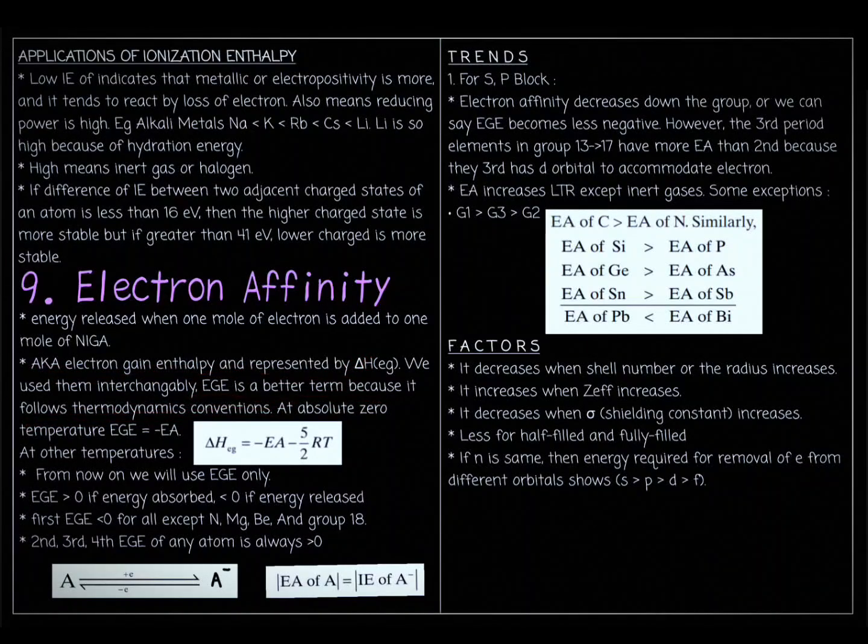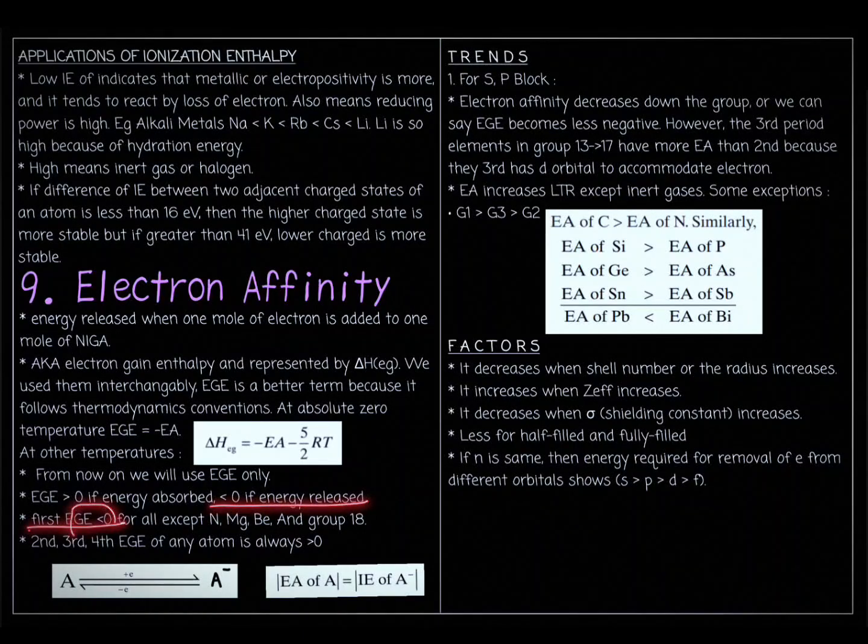But for electron affinity we follow the opposite convention. At absolute zero temperature, electron gain enthalpy is equal to the negative of electron affinity, but at other temperatures this is not the case. Electron gain enthalpy is greater than zero if energy is absorbed, which means if the species takes energy in the process, and it is less than zero if energy is released.